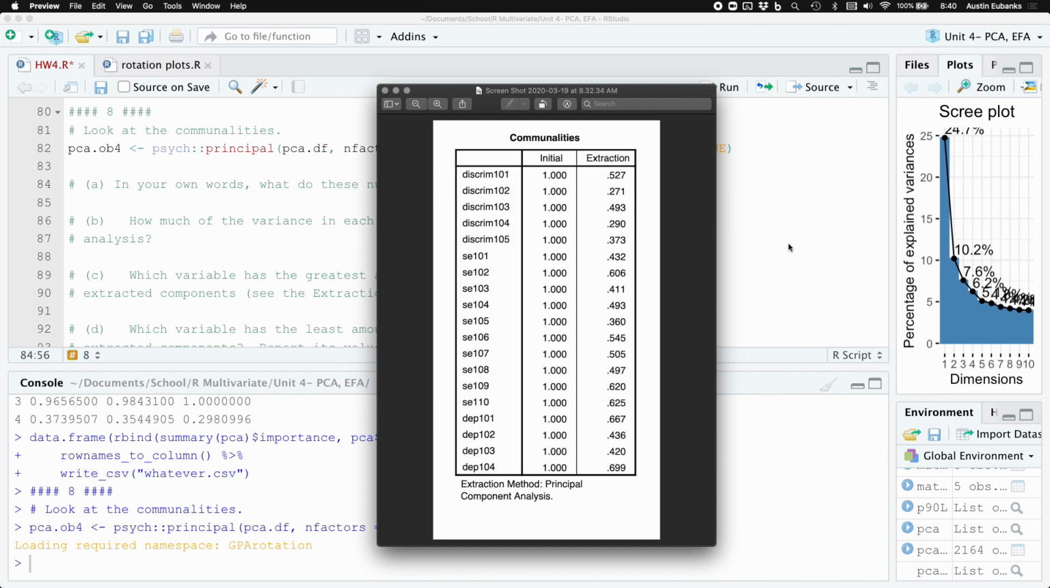How much of the percent of the variance in Discrim 102 are we getting back from this analysis? .271. Yeah, or 27%. 27.1%. Yeah, exactly. Josh also wrote that in.